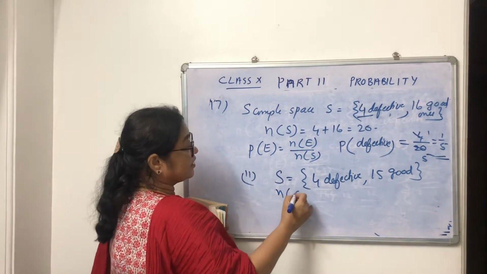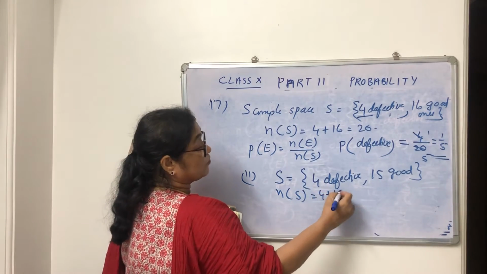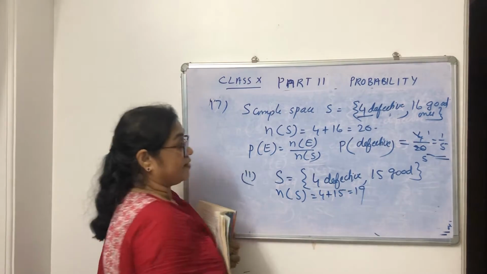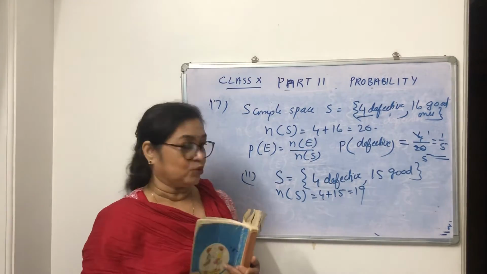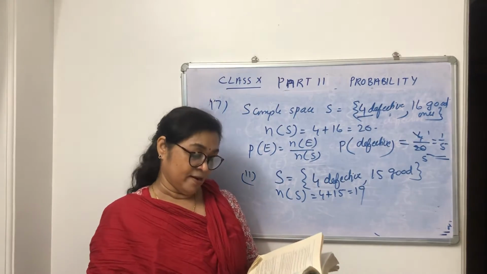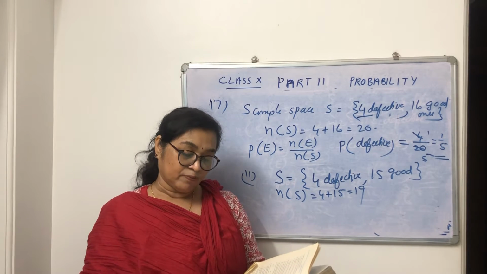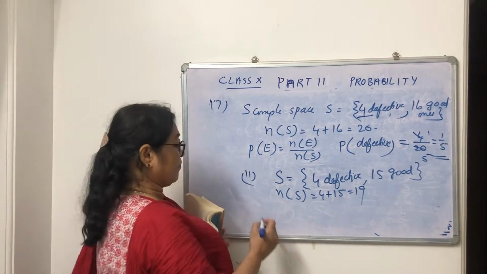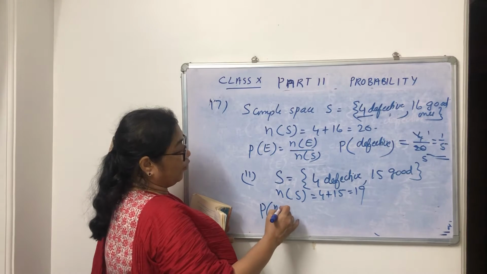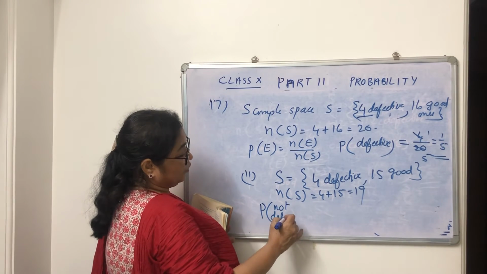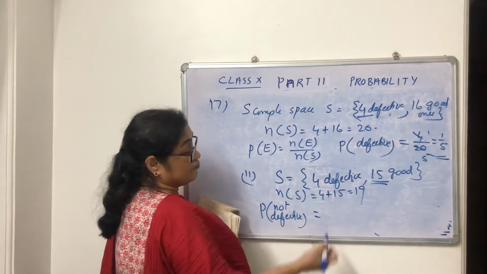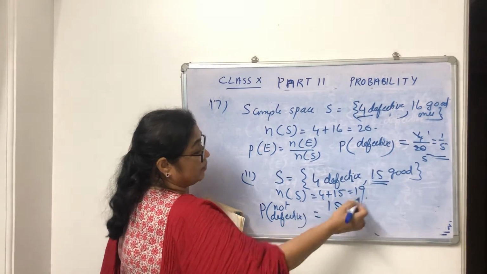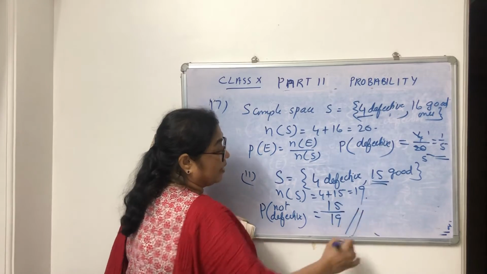Therefore, NS in this case is 4 plus 15, which is 19, because out of 20, one good one is removed. So the total is 19. Then the probability that the bulb is not defective. So P of not defective. Not defective means good ones. How many good ones are here? 15. Total will be 19. It is 15 by 19.